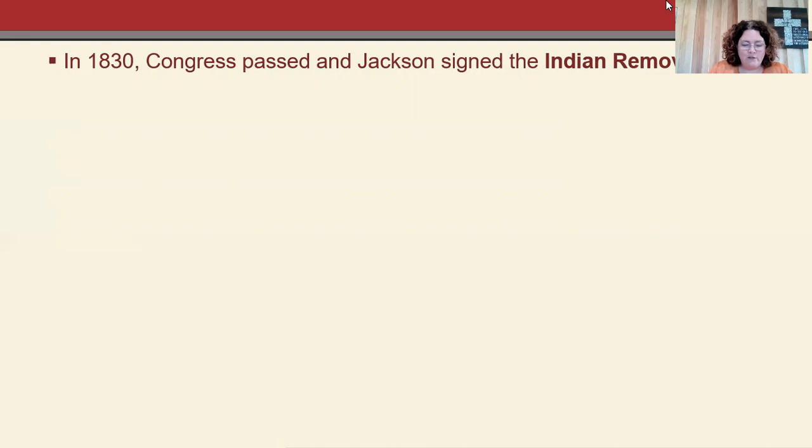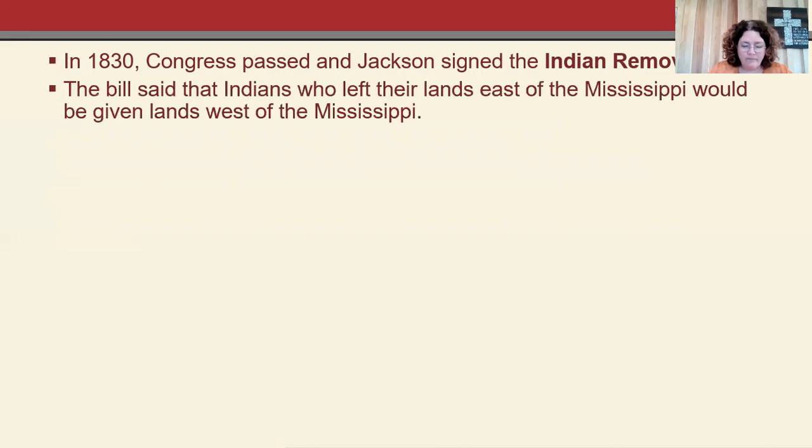And it said that the national government would pay the cost of moving and the cost of the first year of settlement. It did not force the Indians to move, but Jackson said that the U.S. would no longer honor treaties that promised the Indians protections from trespassers.